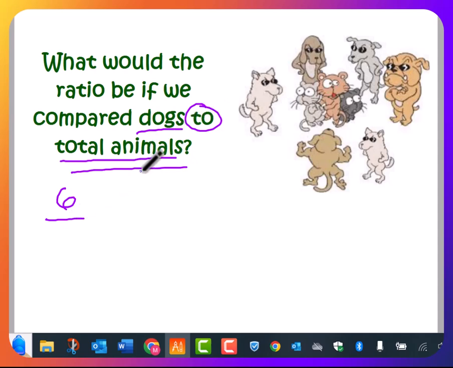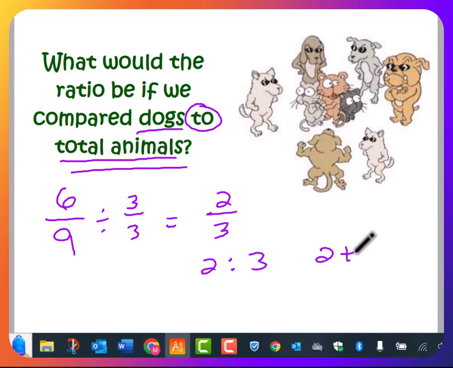Now total animals. Total animals doesn't mean just the cats. It means all of the animals, the cats and the dogs. So if you add them up, you get 9. So it's a 6 to 9 ratio. Simplify, we can divide both by 3, and it's going to give us a 2 to 3 ratio. That's how it is written in fraction form. You can write it with a colon, 2:3, or you could write it with the word to, 2 to 3.